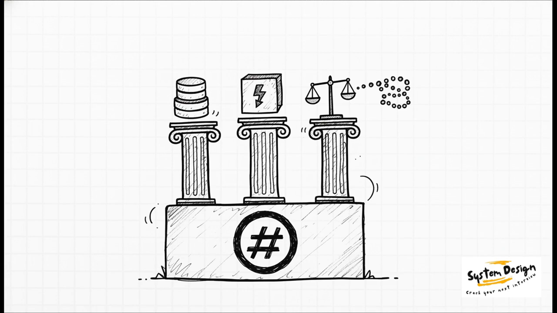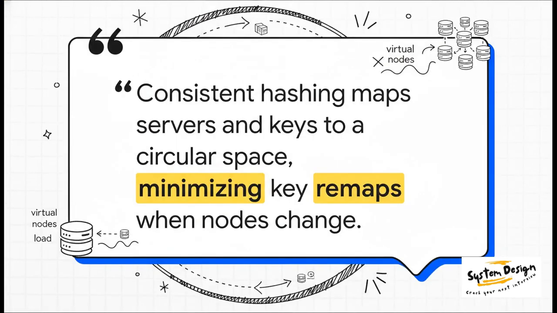It is everywhere. So if you had to boil it all down for, say, a job interview, here's the perfect soundbite. Consistent hashing maps servers and keys onto a circular space. That minimizes data movement when the number of servers changes. And you use virtual nodes to make sure the load is spread out evenly. That's the whole thing in a nutshell.